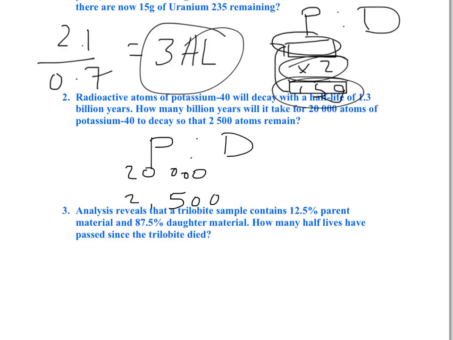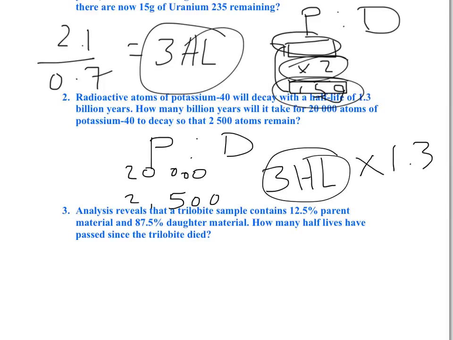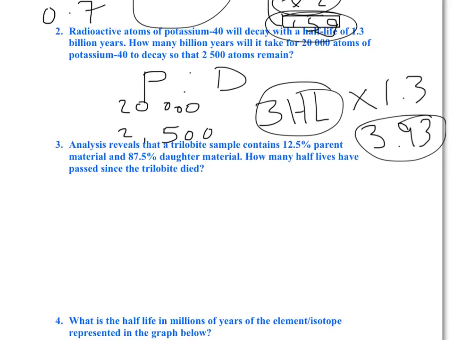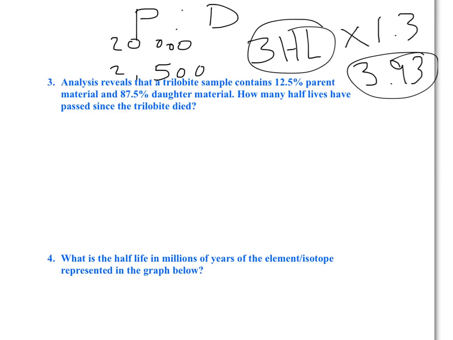So 20,000 divided by 2 is 10,000. Divide that by 2 is 5,000. Divide that by 2 is 2,500. So we essentially had to divide by 2 3 times. That tells us that we have 3 half-lives. If we know that the time for one half-life is 1.31 billion, all we need to do is multiply it by 3. So if you take 1.31 billion and multiply that by 3, the answer would be 3.93 billion years old.